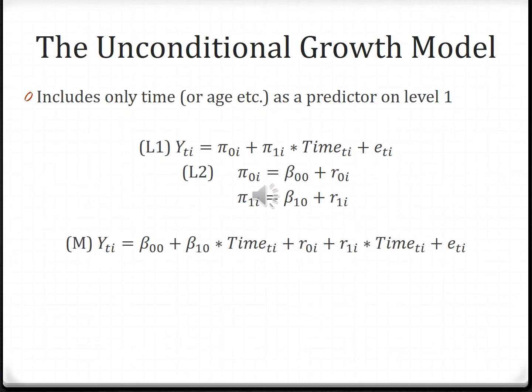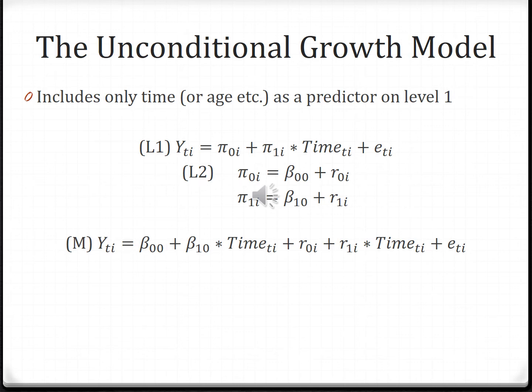Now, the second model you will run is the unconditional growth model, and that includes only time or anything that represents time. So it could be age or something like this. It could be the wave of data collection, anything in that sense, but that's the only predictor that happens at level 1. So here's the notation.